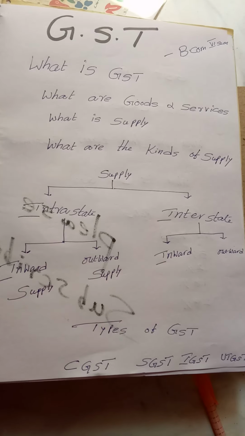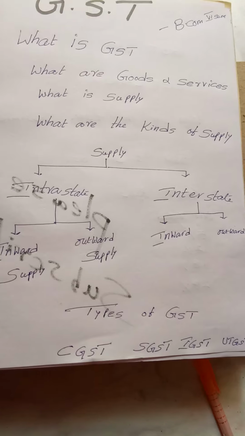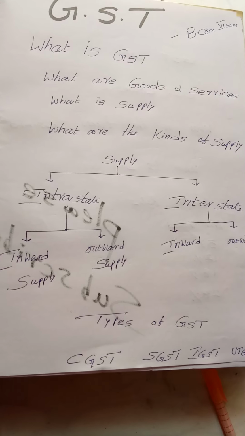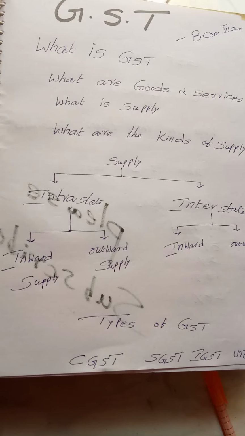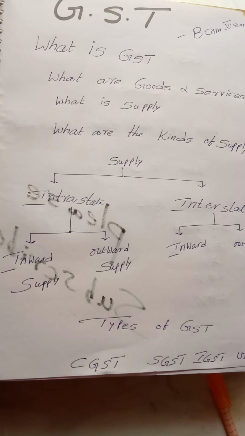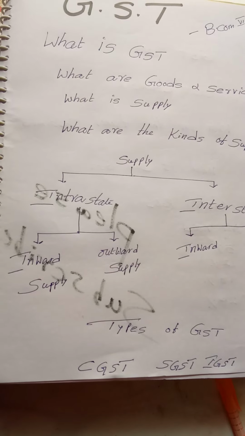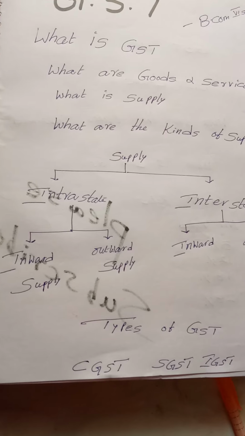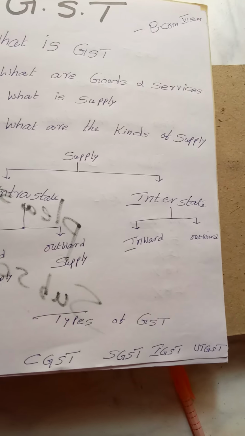Then, my dear students, there are various kinds of supplies like intrastate supply. Intrastate supply means when the buyer and seller both belong to the same state, that is known as intrastate supply. Intrastate supplies are of two kinds, inward supply and outward supply. Inward supply means buying the goods. Outward supply means selling the goods.